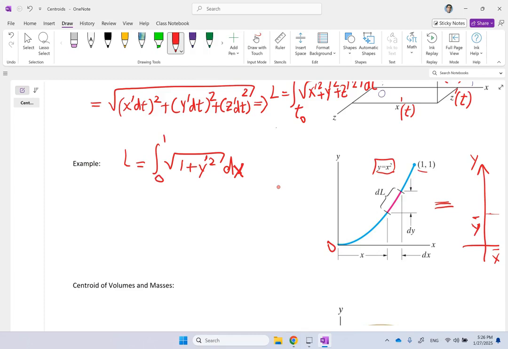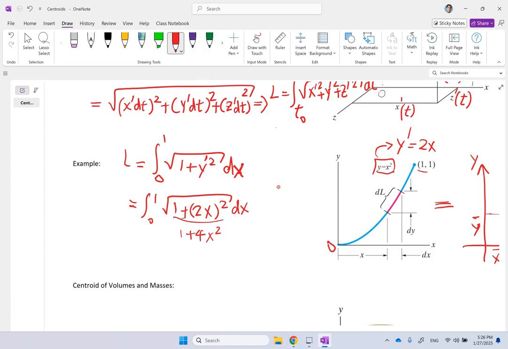Now, what is y prime? Since y is x squared, y prime is clearly 2x. So it is going to be the integral from 0 to 1 of the square root of 1 plus 2x, the whole thing squared. Okay, so this is going to be 1 plus 4x squared.